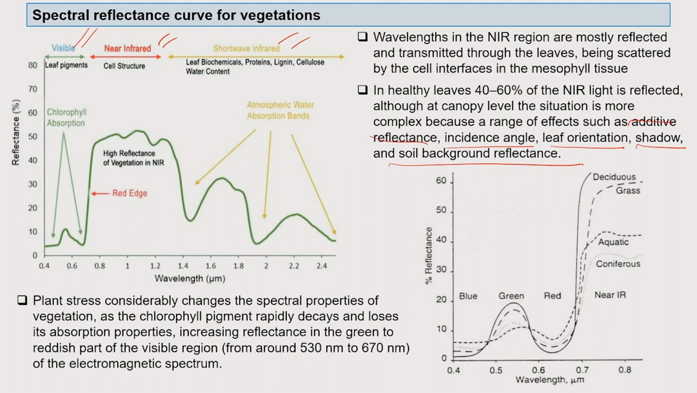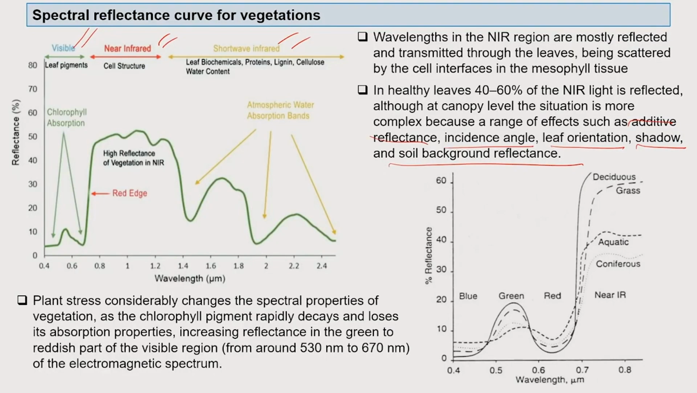Imagine a plant in front of you. It has branches, it has leaves, it also gives shadow. So when light falls on the top of a plant, different kinds of things happen. When you consider a relatively big mature tree with a lot of canopy, things become a little bit complicated as far as spectral reflectance is concerned. Plant stress also considerably changes the spectral properties of vegetation.